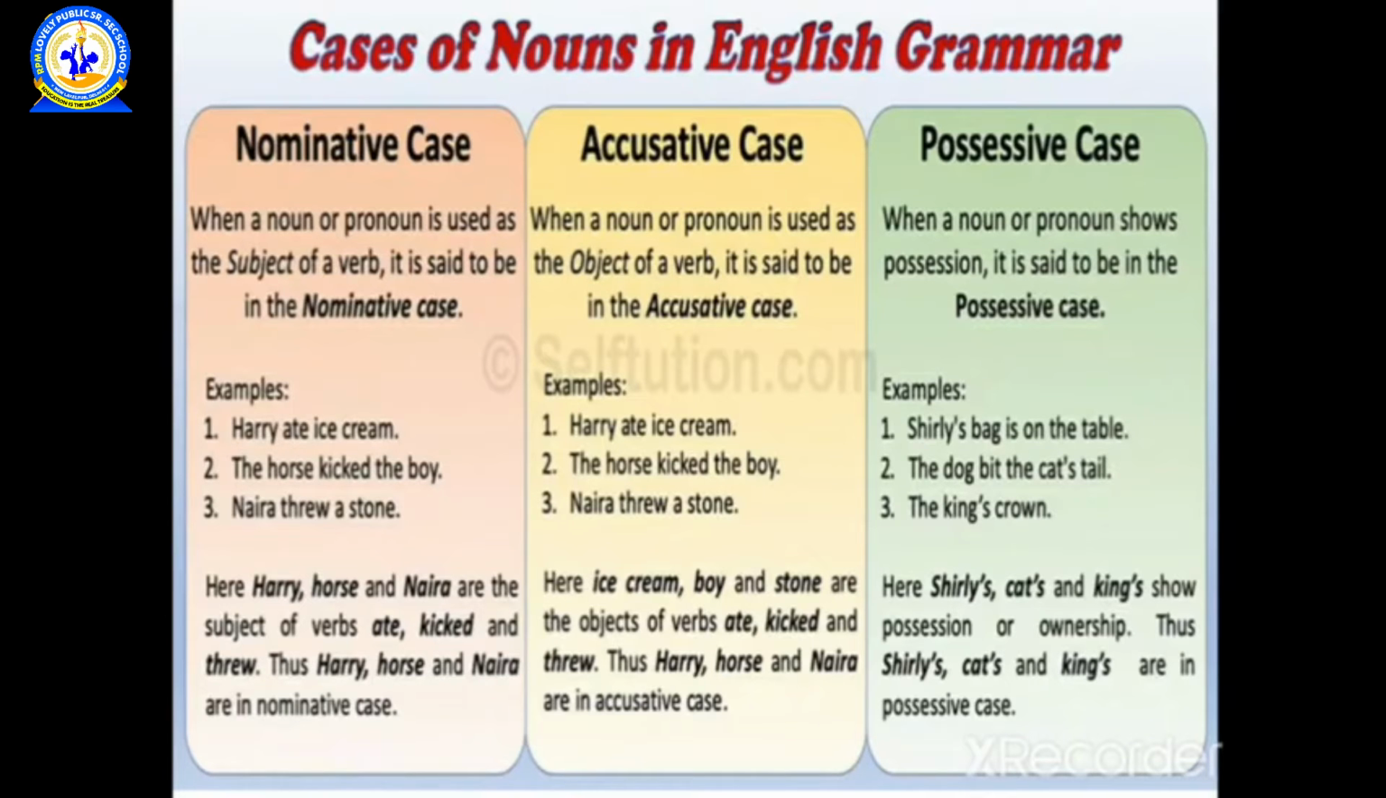Next is your possessive case. When a noun or a pronoun shows possession or ownership or belongingness, it is said to be in the possessive case. For example, Shirley's bag is on the table, the dog with the cat's tail, the king's crown. Here, Shirley's, cat's, and king's show possession or ownership. Thus, Shirley's, cat's, and king's are in the possessive case.